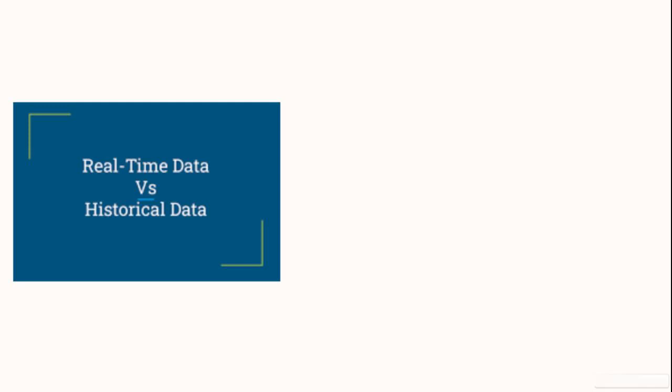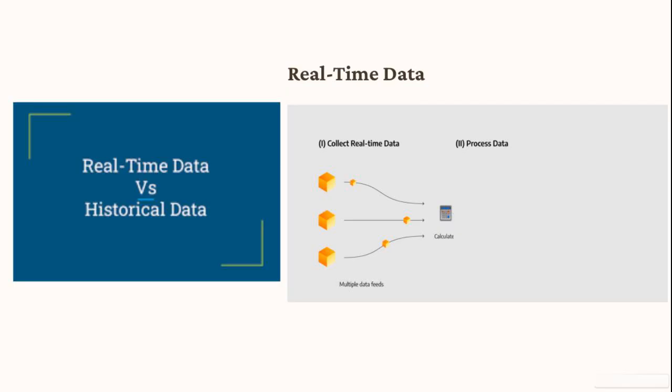Now, let's understand the difference between real-time data and historical data because not all data is the same. Let's start with real-time data. Real-time data refers to information that is calculated, transformed, processed, analyzed, and used immediately after it is generated. It's all about speed and immediacy.